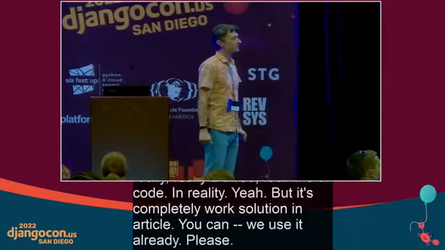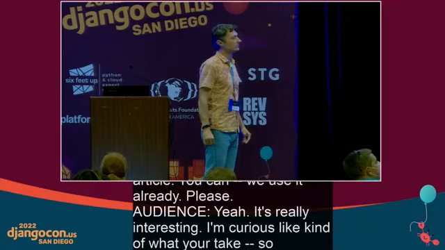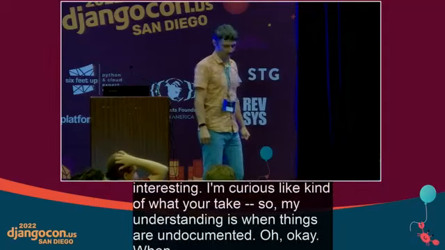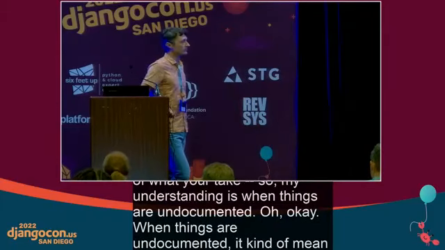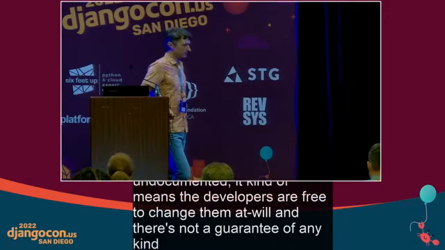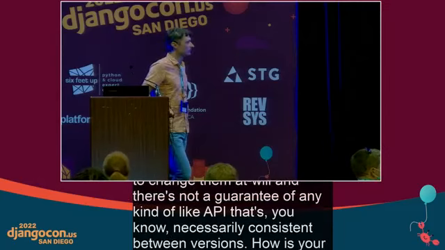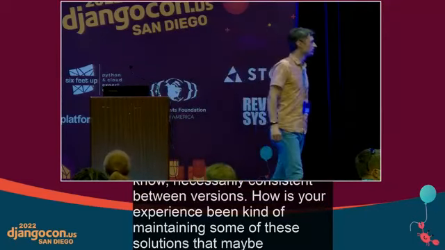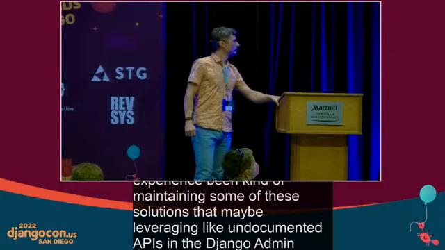Hi. Yeah, it's really interesting. I'm curious what your take is. My understanding is that when things are undocumented, it kind of means the developers are free to change them at will, and there's not a guarantee of any kind of API that's necessarily consistent between versions. How has your experience been maintaining some of these solutions that may be leveraging undocumented APIs in the Django admin, across versions, I guess?